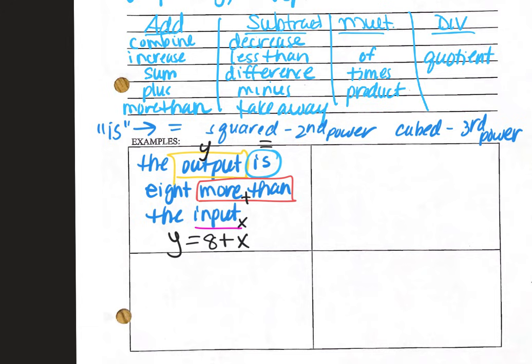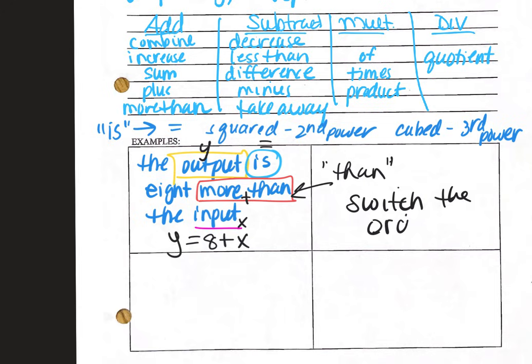But because it has the word than, this happens for less than as well, you must switch the order to be correct. So the best answer isn't this one, but it would be Y equals X plus 8, because we're taking 8 added onto X because of the word more than.